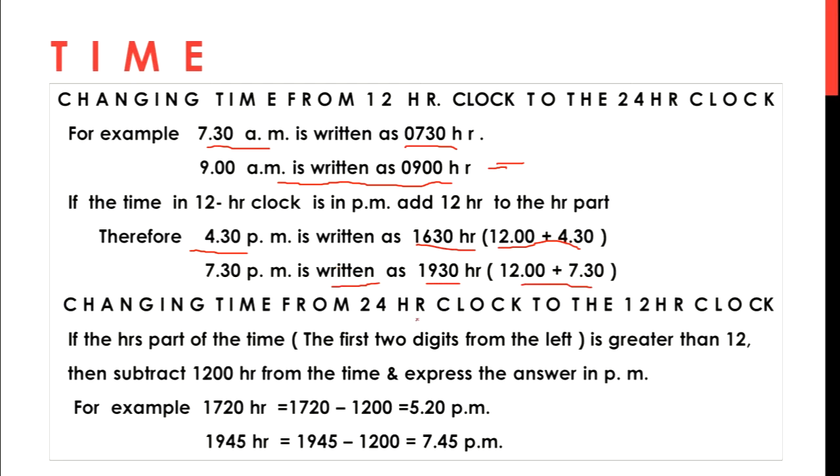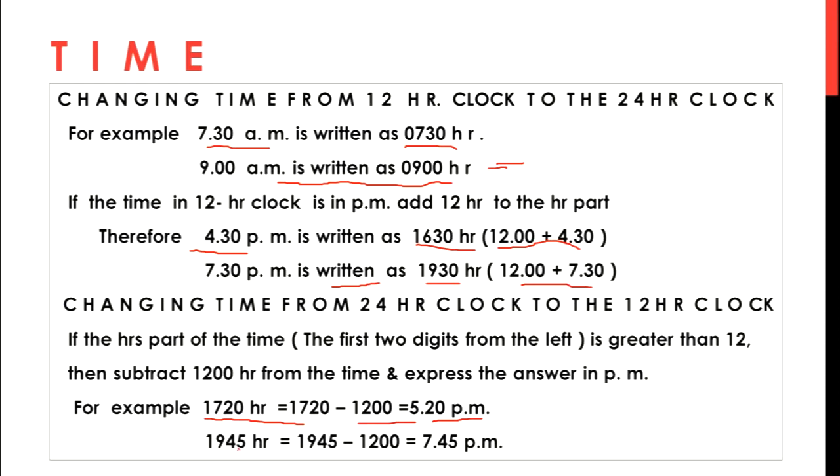Now changing time from the 24-hour clock to the 12-hour clock is almost the reverse of it. Means subtracting 12 hours from the 24-hour time gives you the time in PM. 1720 hours minus 12 hours gives you 5:20 PM.